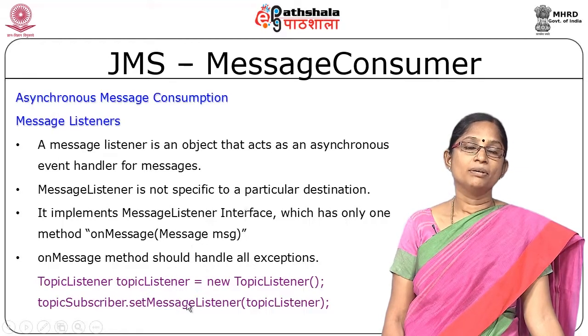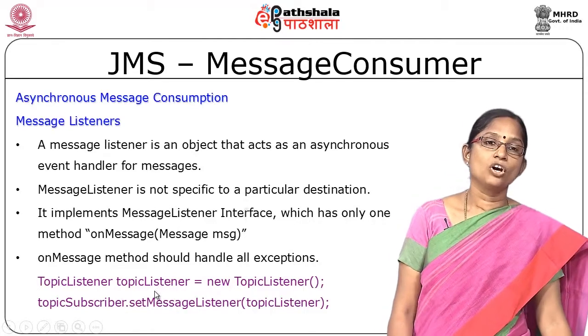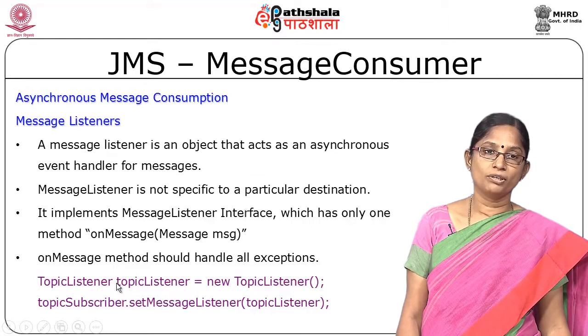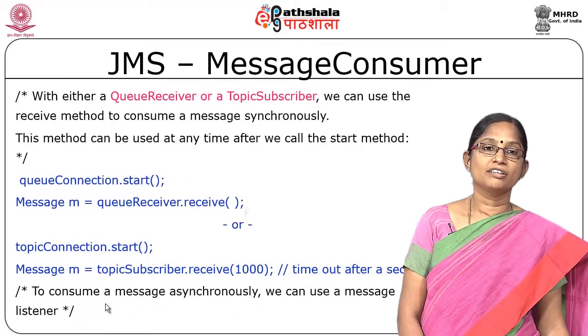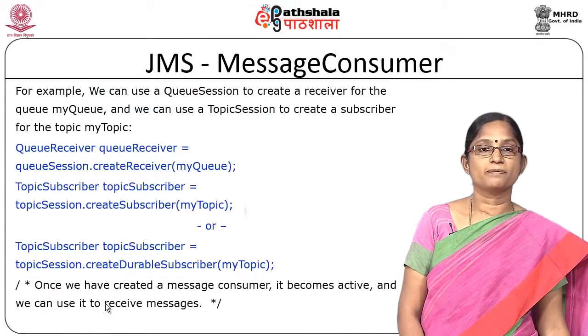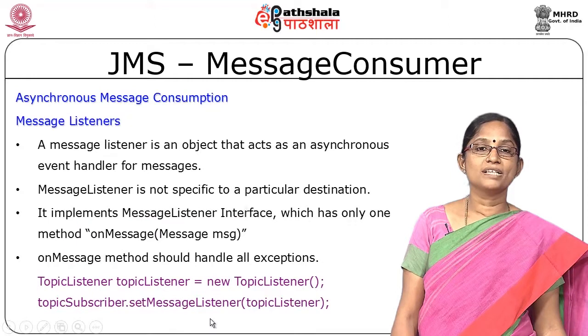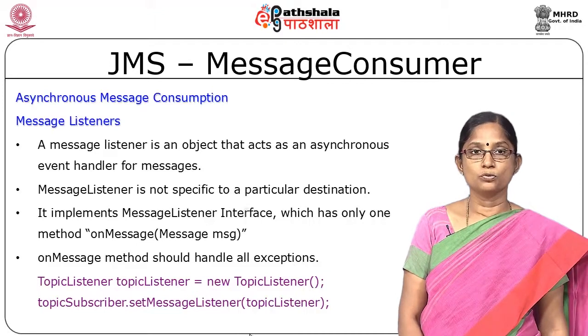Now let us see an example of how to invoke a message listener over the topic subscriber. The topic listener is again an object, created from the class TopicListener. This topic listener has been sent as a parameter to invoke the method setMessageListener, and setMessageListener has been invoked over the topic subscriber, which is what we have seen earlier. Over the topic subscriber, instead of the receive method, here we are going to call setMessageListener of the topic listener. This is the usage of a message listener with respect to the message consumer.